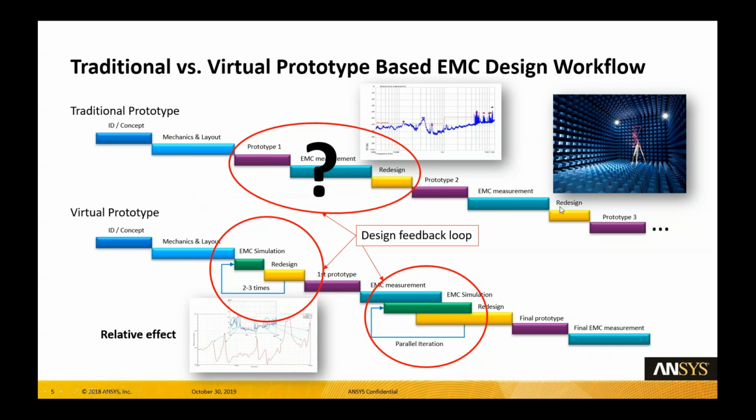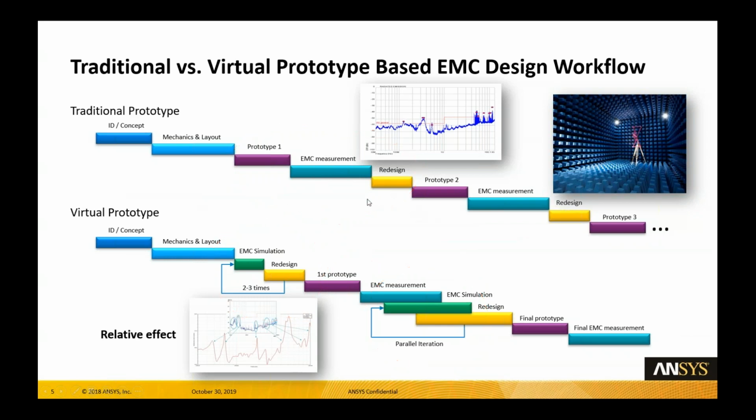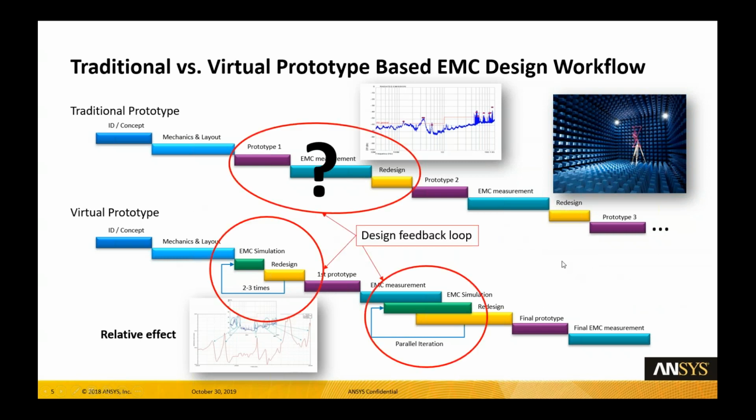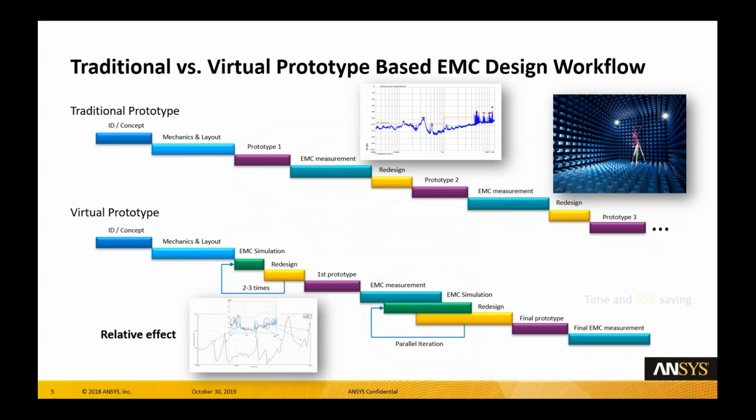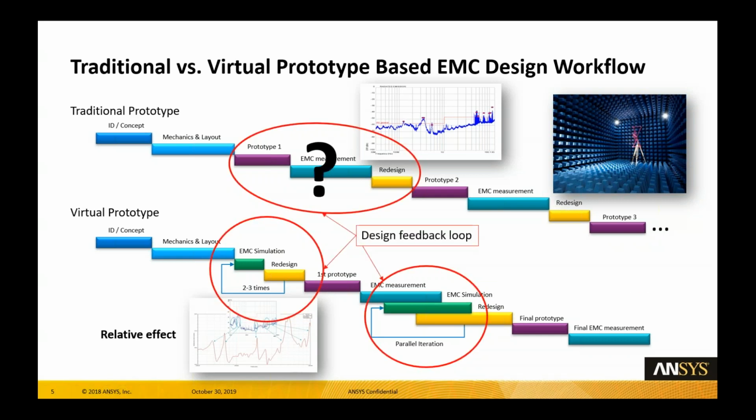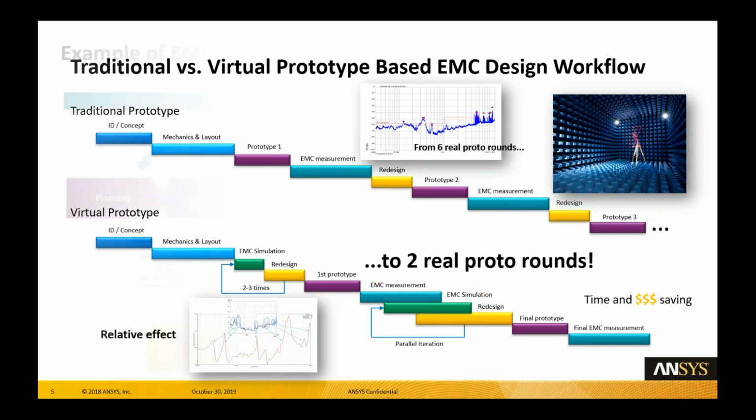So as you can see, instead of prototype 1, prototype 2 with these repeated cycles, we divide that into a design feedback loop, and by doing so, we just do an EMC simulation 2-3 times, and we can get a first prototype, and then we can have EMC measurement, followed up with the EMC simulation and redesign. Then we can come to the final prototype. Instead of doing prototype 1, 2, 3 iteratively, we only need 2 prototypes. In other words, from 6 real prototype rounds, we can reduce it to only 2 real prototype rounds.